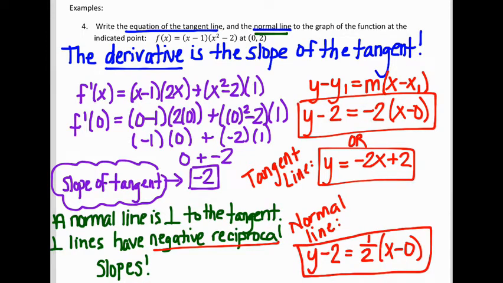And be careful with the normal line. You do want to go back to the point slope form, not your mx plus b. This one happens to have the same y-intercept since our x value was 0, but that's not always the case. So make sure that you change it in the point slope formula.